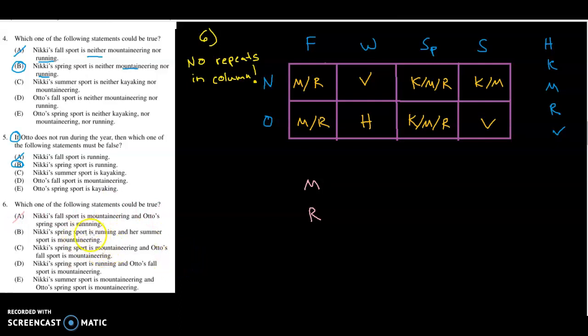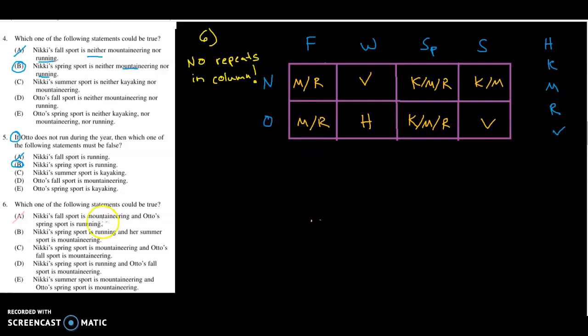Okay, what about B? N's spring sport is running. Okay, that's possible. And her summer sport is mountaineering. Okay, let's play this out. Let's see what we got. So far, it seems like that is a potential. I spot actually a problem with it, but let's just play it. Hold on a second. Do that again. There we go. All right, let's look at this one.